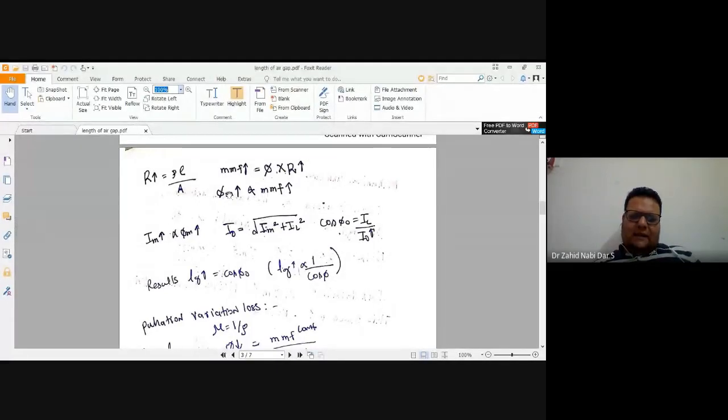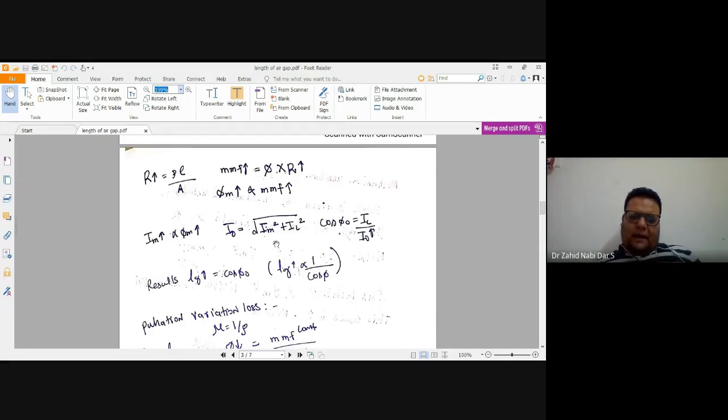Is an electrical equivalent of current. In the very first class I told you, flux is the electrical equivalent of current, MMF is the magnetical equivalent of your voltage, and reluctance is your magnetical equivalent of your resistance. So your current Im, you can see, increases as your flux increases.